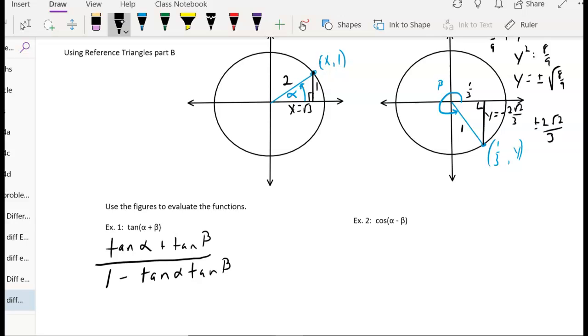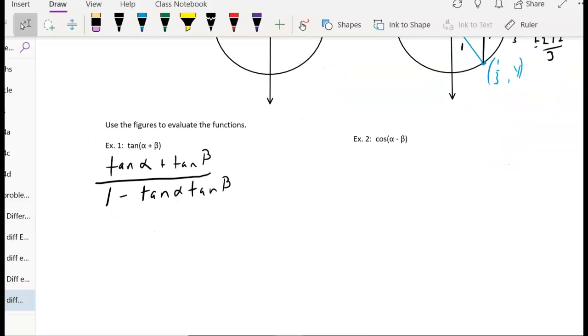And let's fill in the numbers for this. So we know that the tangent of alpha, that's not too bad, it's 1 over rad 3. So from this alpha triangle, the opposite over adjacent is 1 over rad 3. Now this is going to get a little bit ugly.